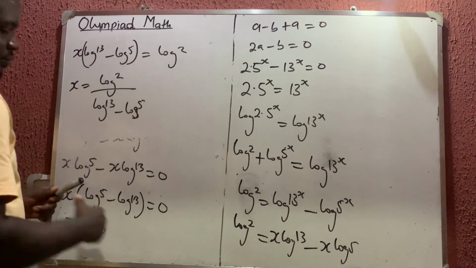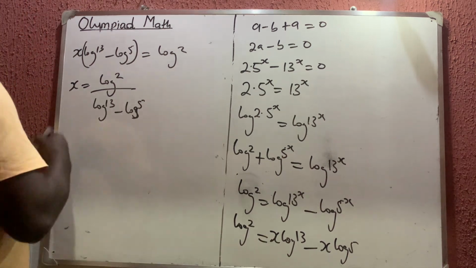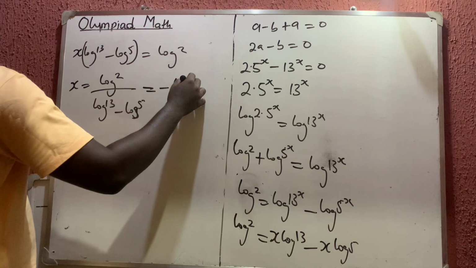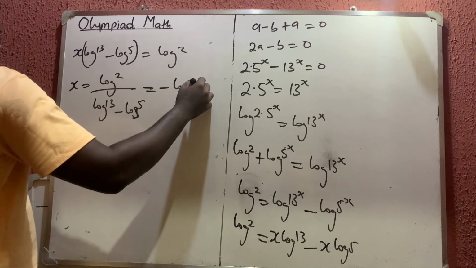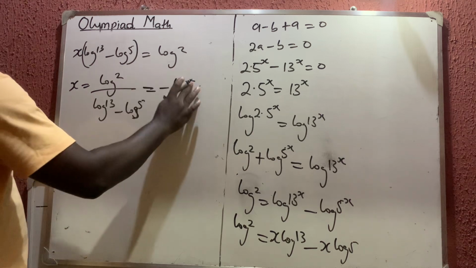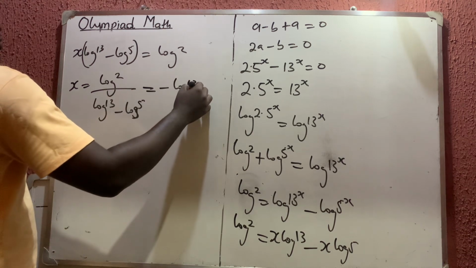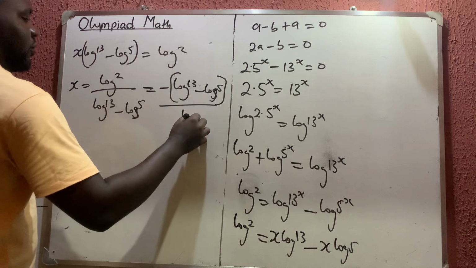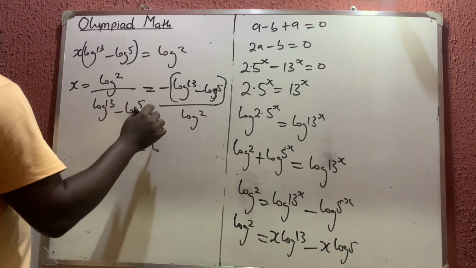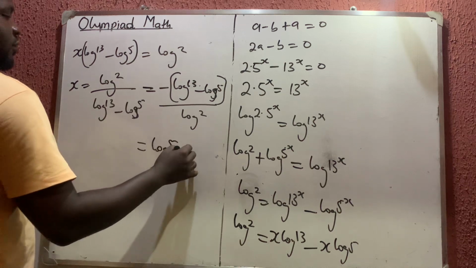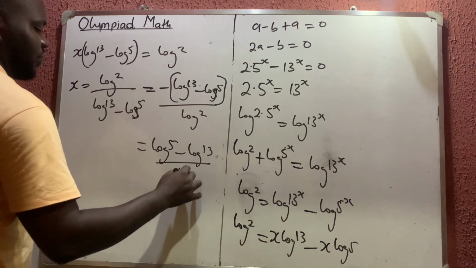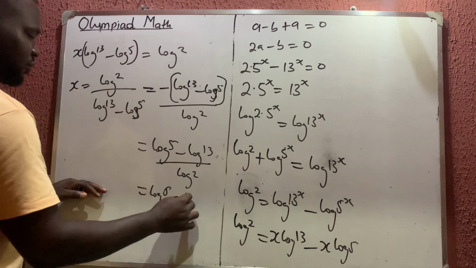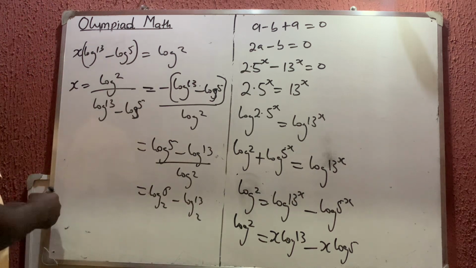Now don't forget that this could equally be written as minus into log 13 minus log 5, all over log 2. So this is now log 5 minus log 13 all over log 2. So this is now log 5 base 2 minus log 13 base 2. So that is that for that.